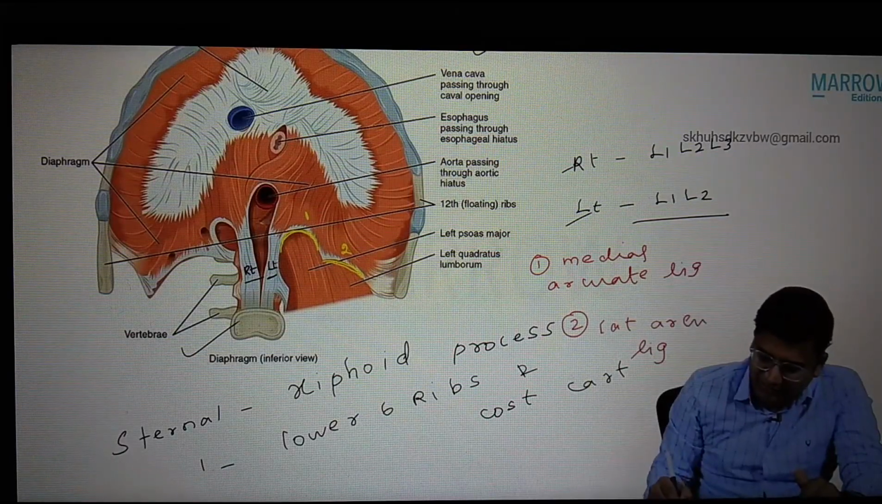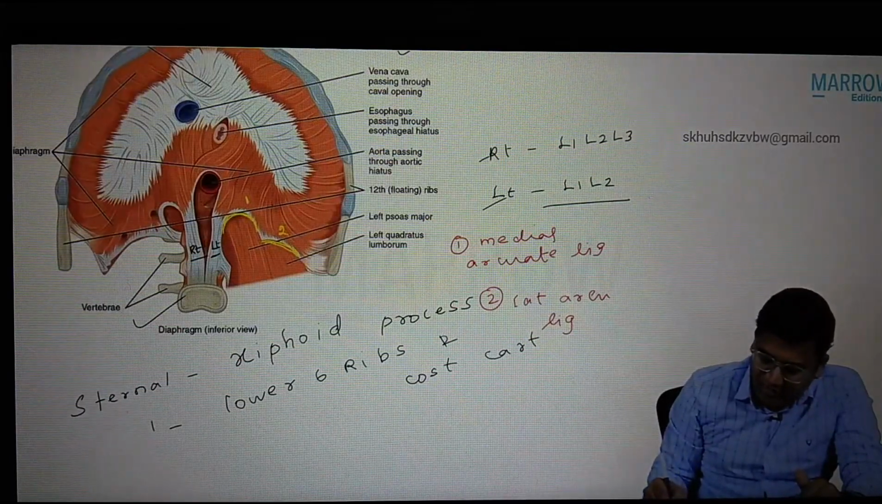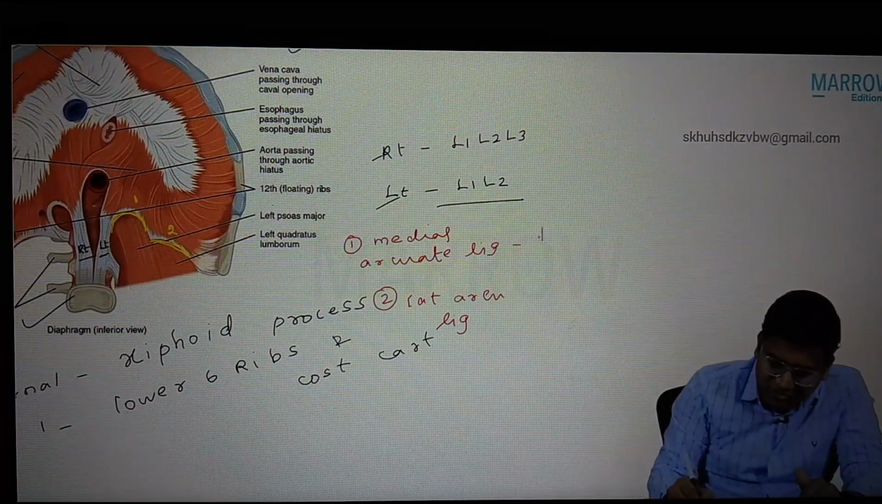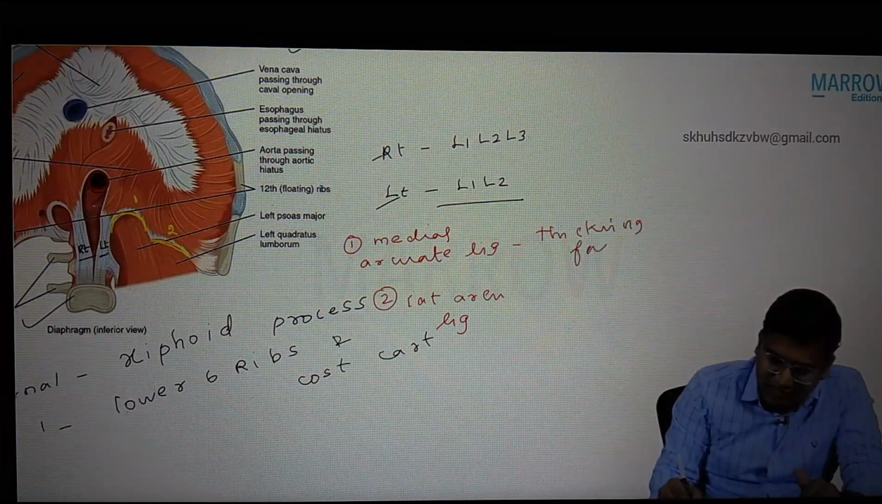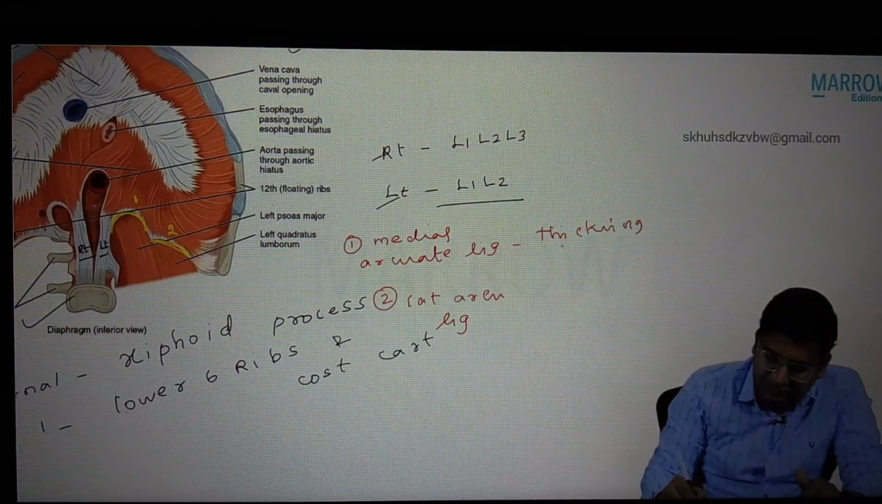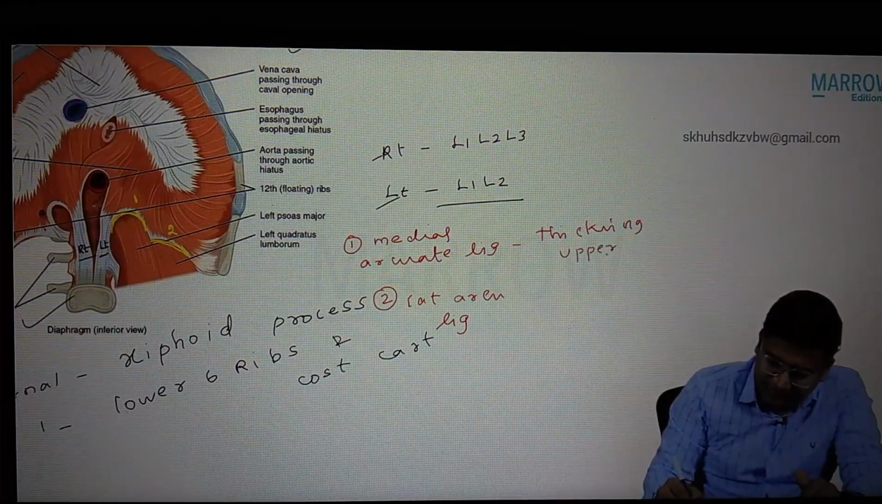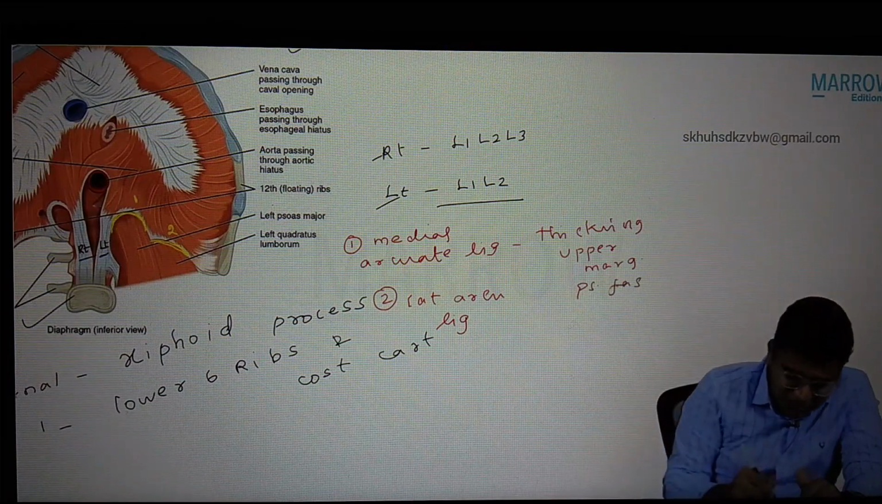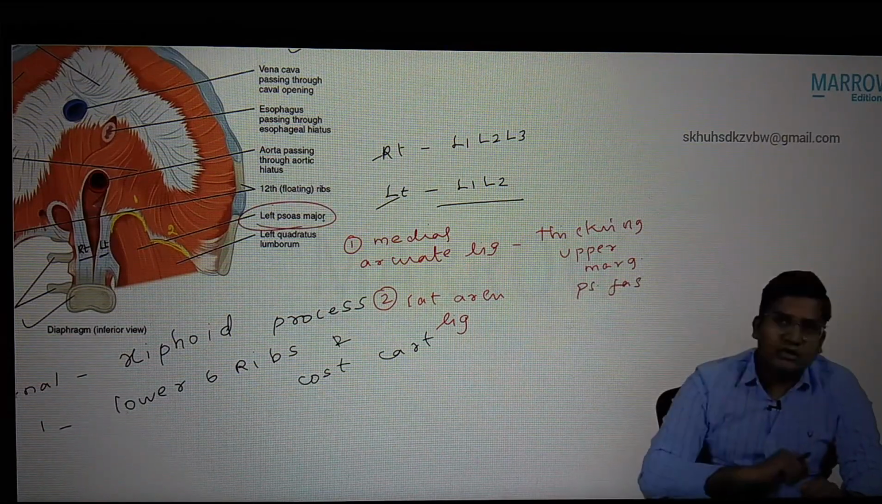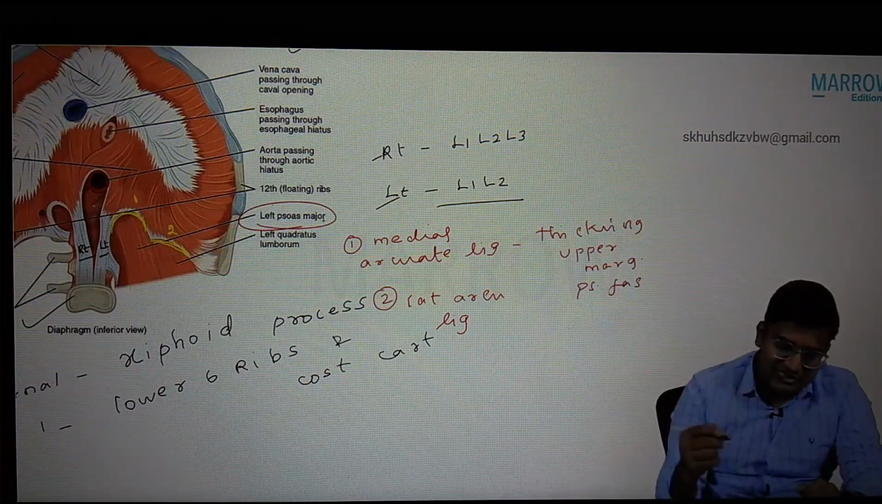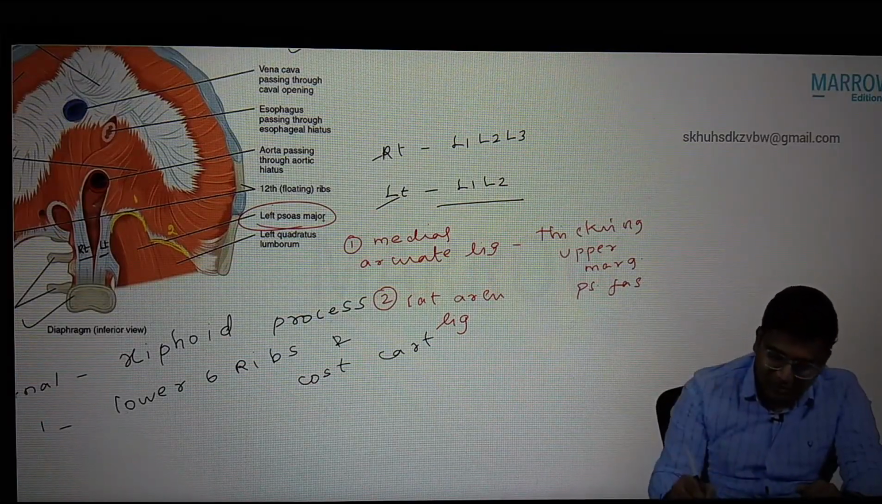So the medial arcuate ligament is nothing but the thickening of the upper margin of the psoas fascia. Now this is the psoas major muscle. So, the psoas sheath will be there, and the upper part of the psoas sheath thickens and forms the medial arcuate ligament.